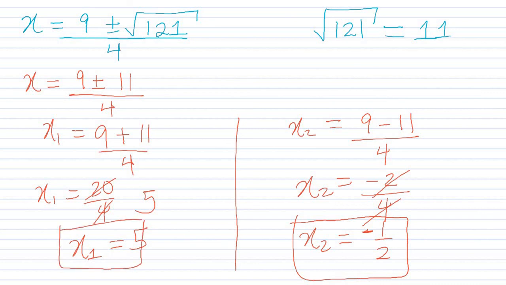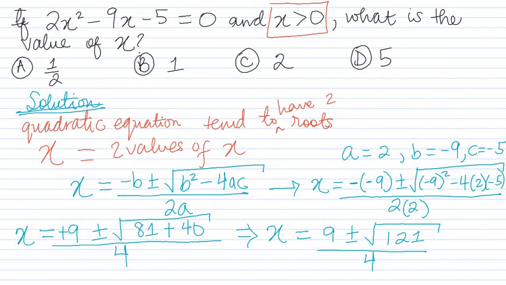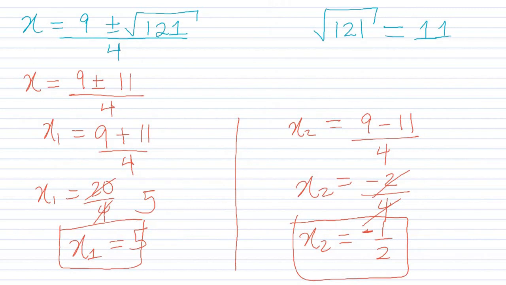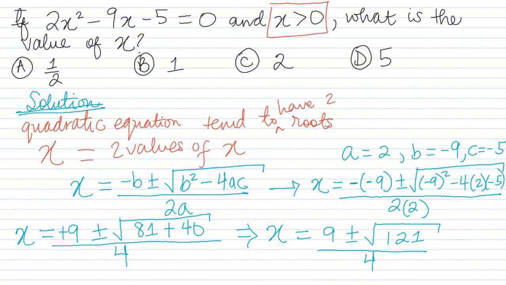And so now remember what the question is. x has to be greater than 0, and negative 1/2 is less than 0 because it's a negative number, and any value that is positive has to be greater than 0. So we have the other value of x to be 5. Hence, our answer has to be 5. Then we go back to our question and we see that it's not A, not B, not C, but it is D. So our answer is D. x is equal to 5 because x is greater than 0.